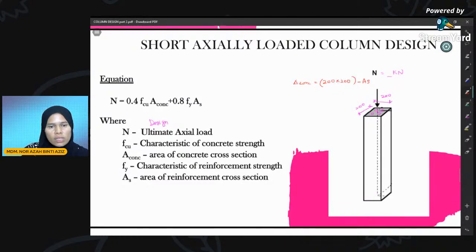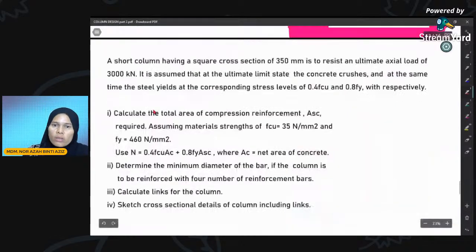Okay, let's do the exercise. Here we have a question: a short column having a square cross section of 350. Let's say we sketch the cross section. Here we have the cross section of the column, and the size is 350.